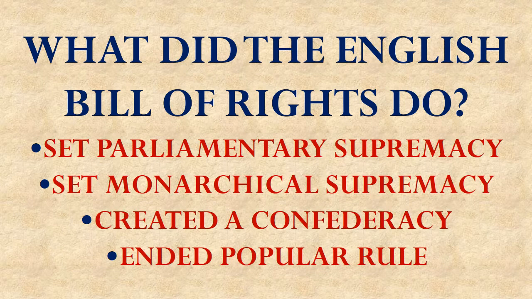Next question. What did the English Bill of Rights do? Did it set parliamentary supremacy? Did it set up monarchical supremacy? Did it create a confederacy? Or did it end popular rule? Now, the answer may not be so obvious here because I'm wording it a little differently than I did in the lesson. But think about what the English Bill of Rights did. It put limits on the king, and who put the limits on there? Parliament did, which made them supreme to the king in power, at least arguably.